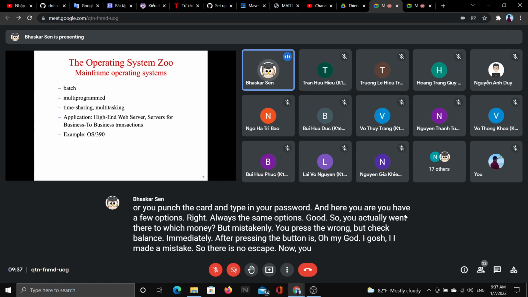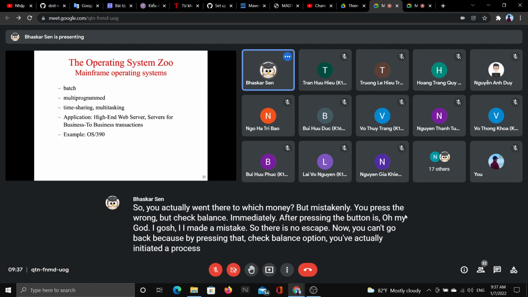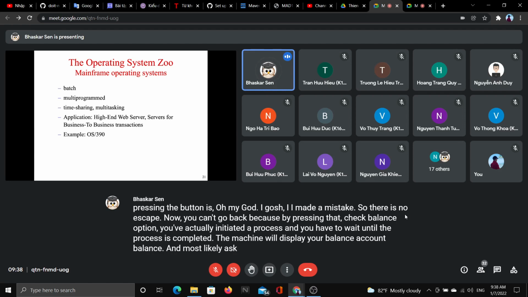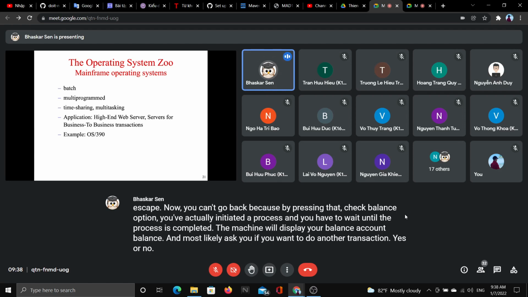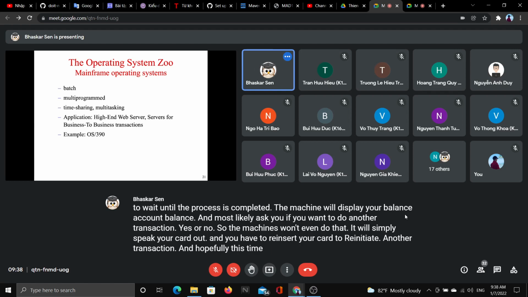Now you can't go back because by pressing that check balance option, you've actually initiated a process and you have to wait until the process is completed. The machine will display your account balance, and most likely ask you if you want to do another transaction, yes or no. Some of the machines won't even do that. They will simply spit your card out and you have to reinsert your card to reinitiate another transaction. And hopefully this time the correct transaction. So that is how a batch system works.